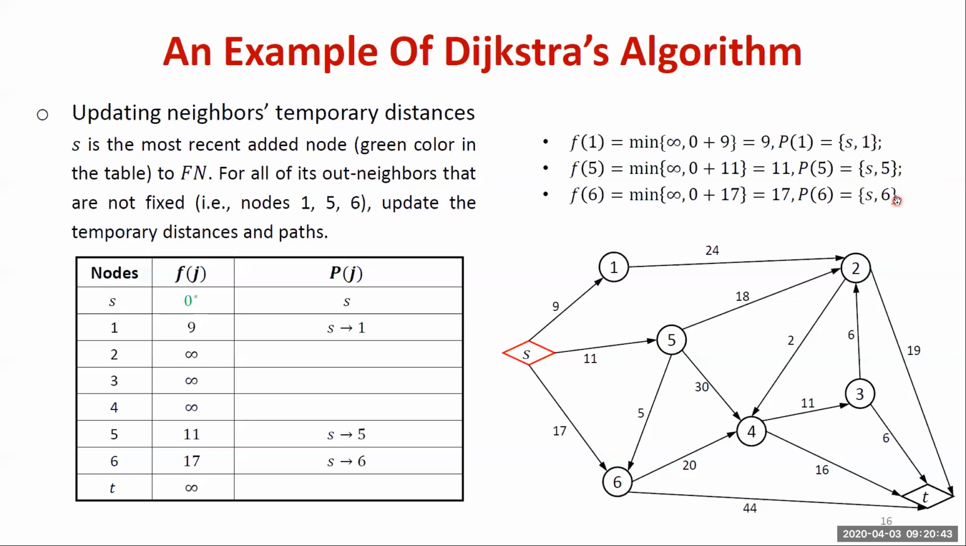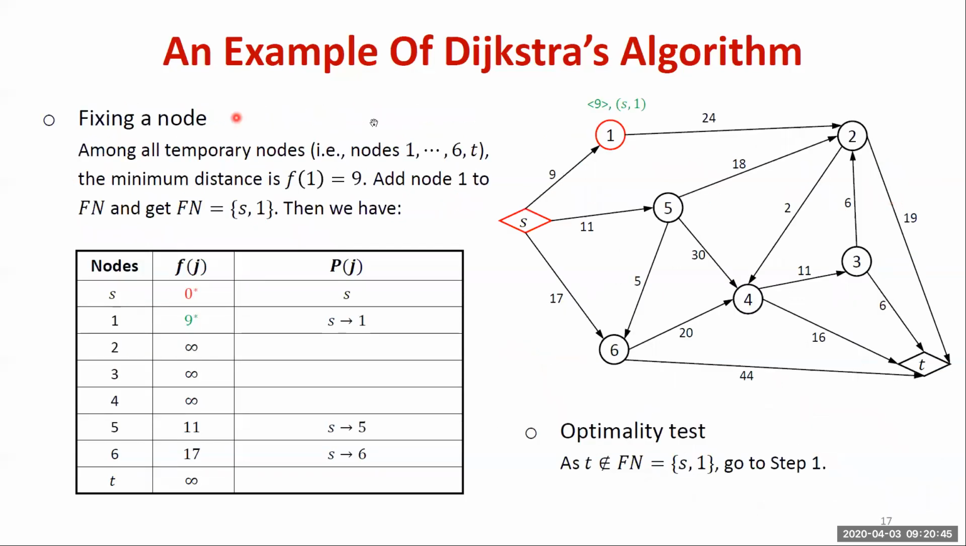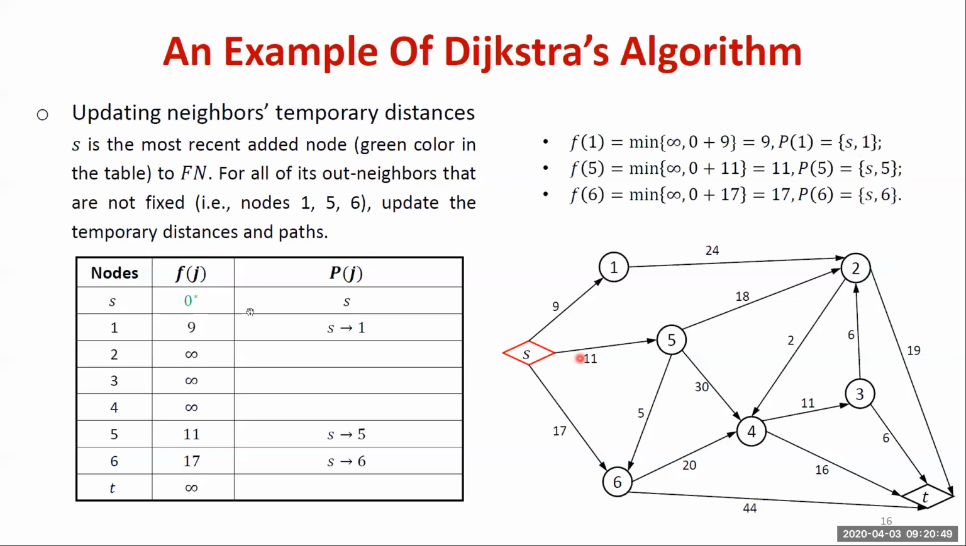And the second step, what we're going to do is fix a node. So here you have this table. I already updated all the F. So Fs equals 0, and F1 is updated to 9, F5 is updated to 11, and F6 is updated to 17. Correspondingly, you update all these Pj. Again, blank means empty set.